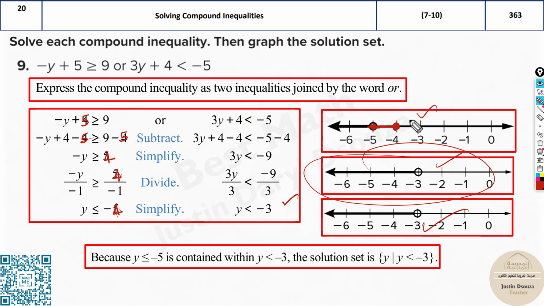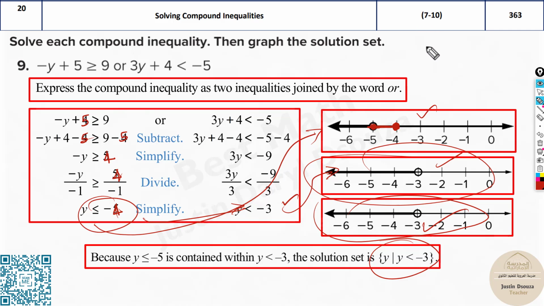So it's better to draw this one under the first one. This is for the first one. This is for the second one. And then draw the solution set. Now, what would be the solution set? You don't write both in the solution set, because this is already contained within. It's already there in this. So the solution set is basically only y is less than minus 3.